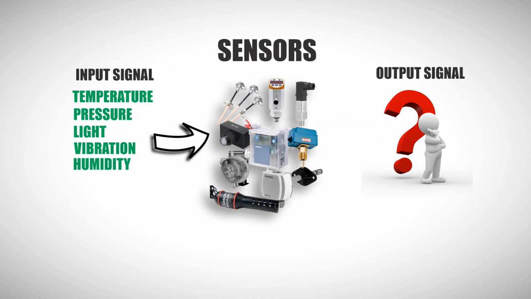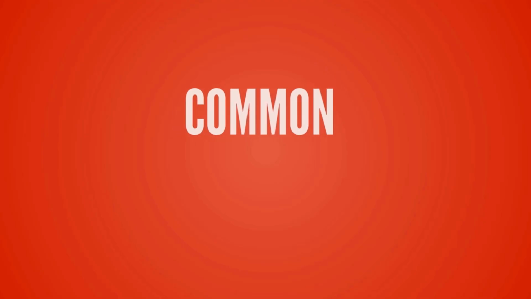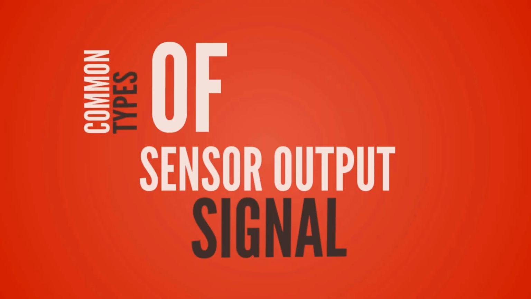In addition to the sensor's primary function, it is important to consider the type of output signal it generates, as this determines compatibility with data acquisition systems, controllers, and other interfacing electronics. The type of output signal from a sensor depends on its design and application. Here are some common types of sensor output signals.